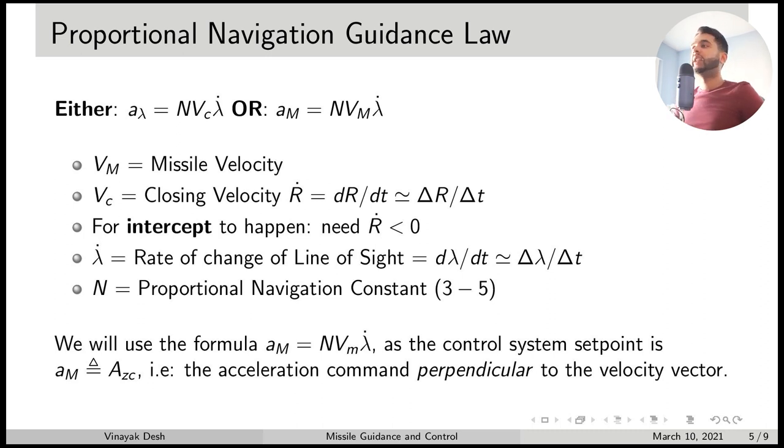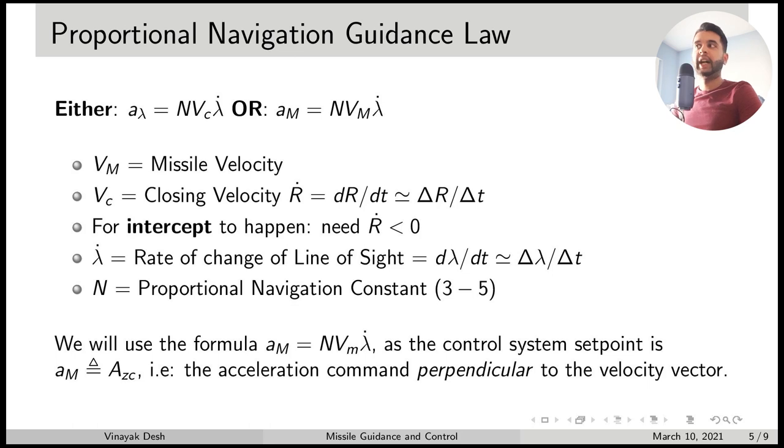The term N is called the proportional navigation constant. It's something between 3 to 5. So we'll be using the formula AM, not A lambda. AM is equal to N times VM times lambda dot. Because for our control system, that's your set point, right? The control system will be targeting some value of AM. So it's much simpler. That is the acceleration command perpendicular to the velocity vector.